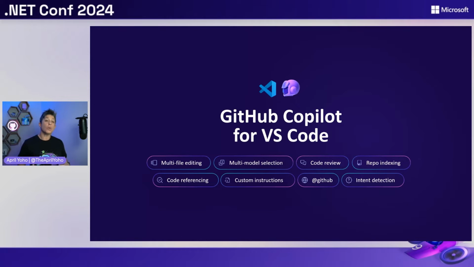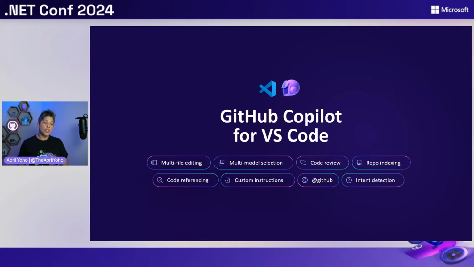We've released a whole new set of features in Visual Studio Code. We've enabled you to do multi-file editing, multi-model selection, code reviews within your IDE, repository indexing, code referencing, custom instructions, using third-party extensions, including GitHub, Azure, the models that we'll see in a minute, and helping you look at intent and reviews as well.